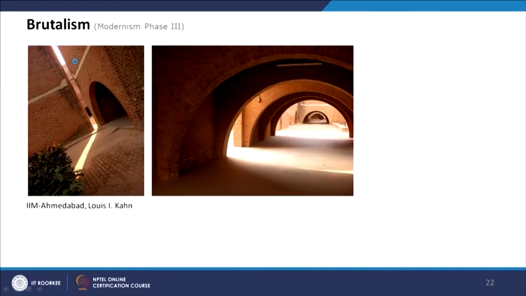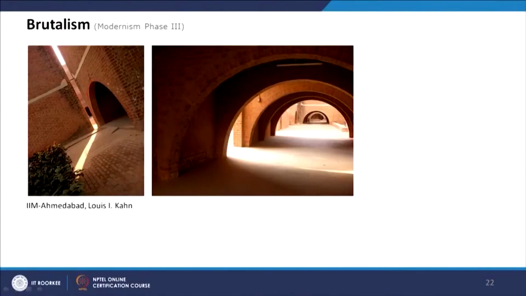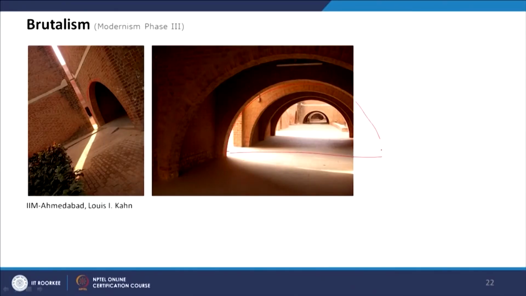This is another example by Louis Kahn in India, which is IIM Ahmedabad, and he has used a similar visual principle over there, but this is in brick brutalist style. So a similar series of arches was there in a much more modernized version. These arches in these cases are absolute semicircles, and a series of arches are there.